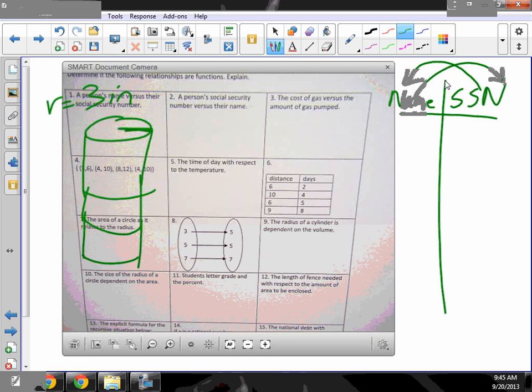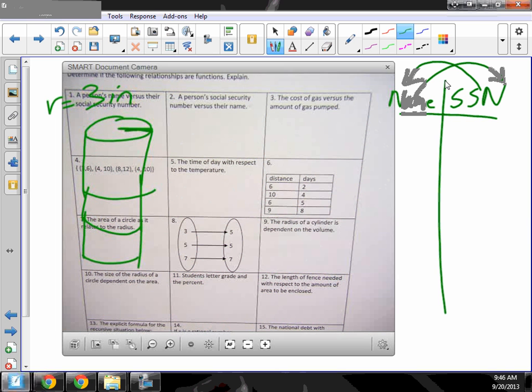Number 12. The length of fence needed with respect to the amount of area to be enclosed. Okay, I have a no. Explain yourself. So you change the shape. So if you change the shape, you can change the area using the same amount of fence. Somebody said no. Nobody dares. There's something it didn't tell us.